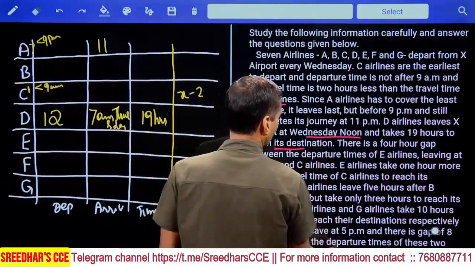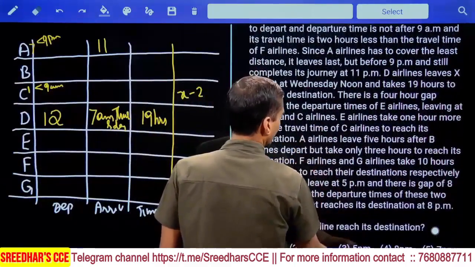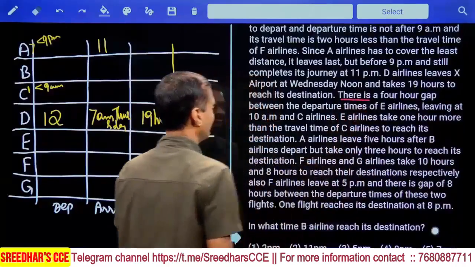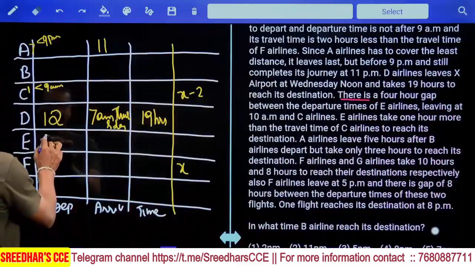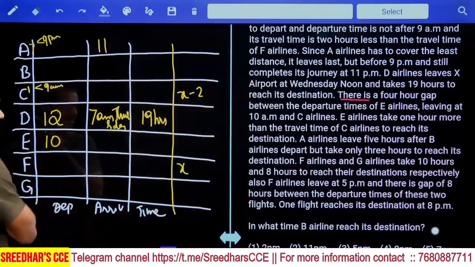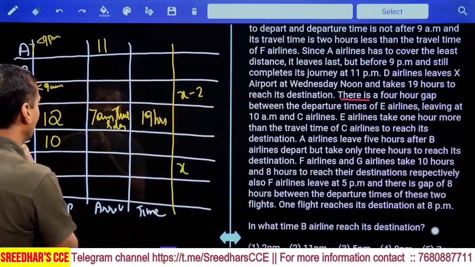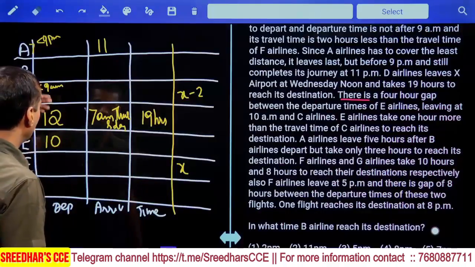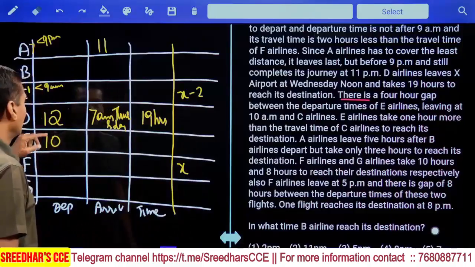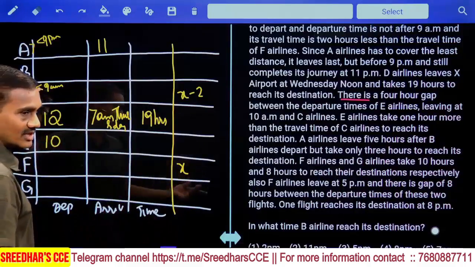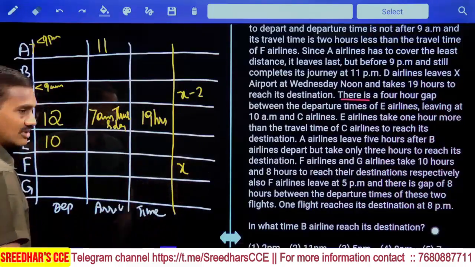And there is a 4-hour gap between, now this information, there is a 4-hour gap between the departure times of E airlines leaving at 10 a.m. E is leaving at what time? 10 a.m. E leaving at 10 a.m. and C airlines. Now E and C, there is a gap of 4 hours. Now this E is leaving at 10 o'clock. Hence it must be 4 hours after this 10 o'clock or 4 hours before this one.